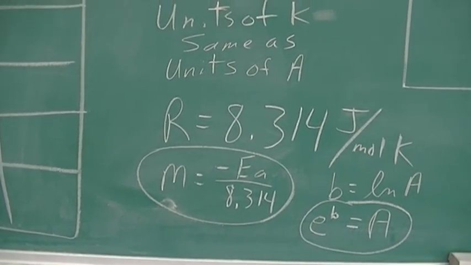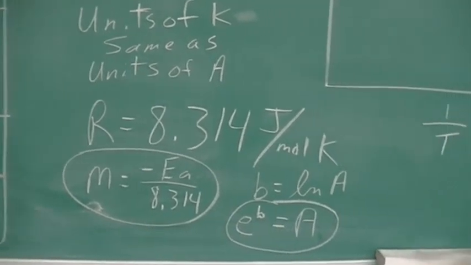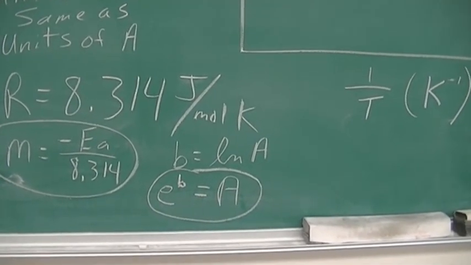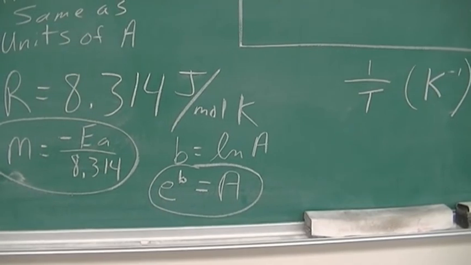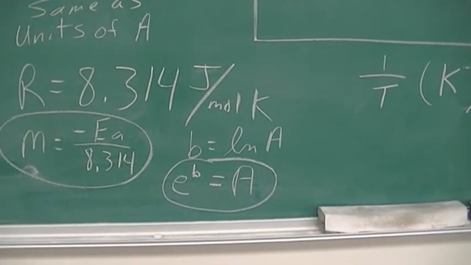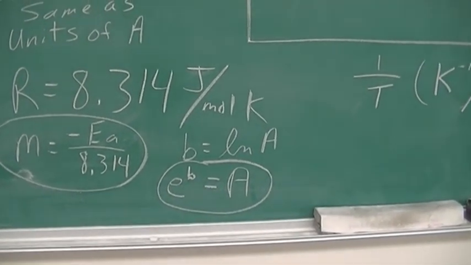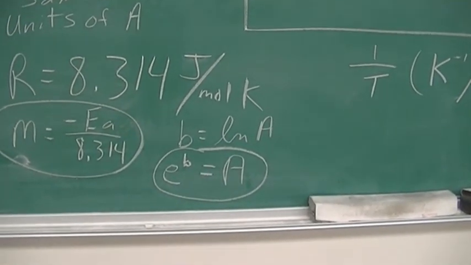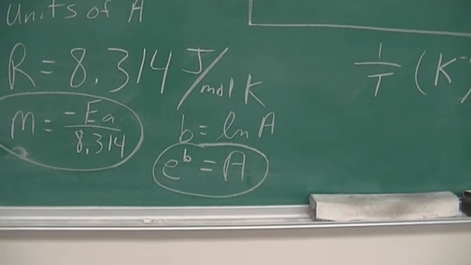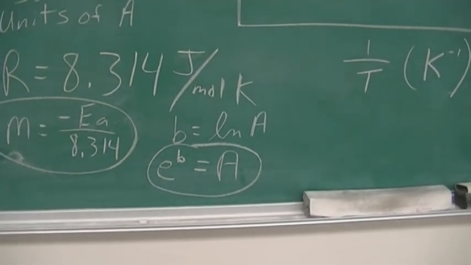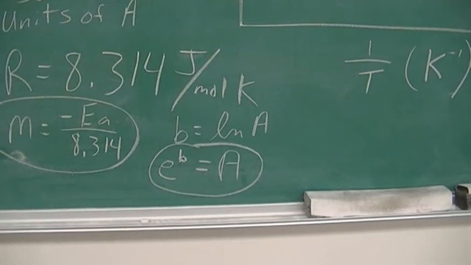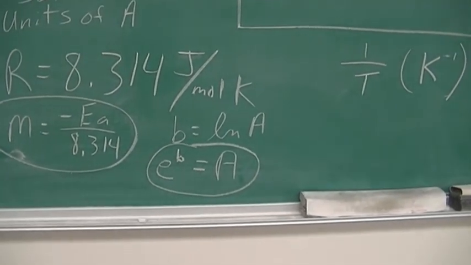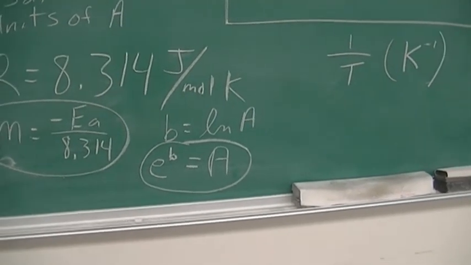Now, once you've calculated the y-intercept, which is b in our y is equal to mx plus b, that is equal to ln A. And it says to calculate A. In order to calculate A, the ln is base e. And so you have your e to the x button on your calculator. And so you will push e to your y-intercept b, and that is equal to the Arrhenius frequency factor A. So A is your Arrhenius frequency factor.